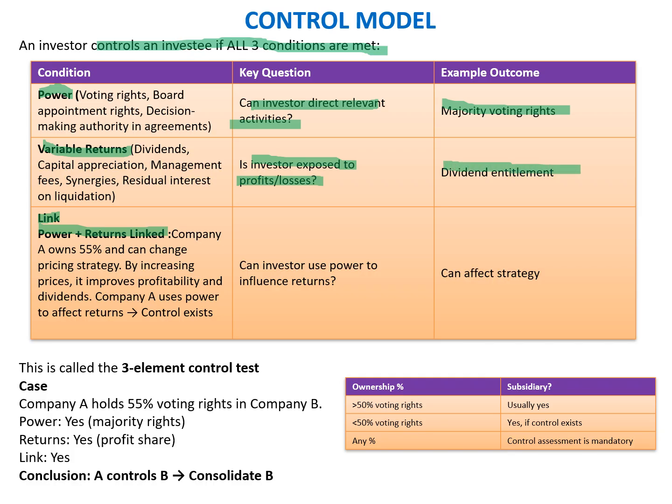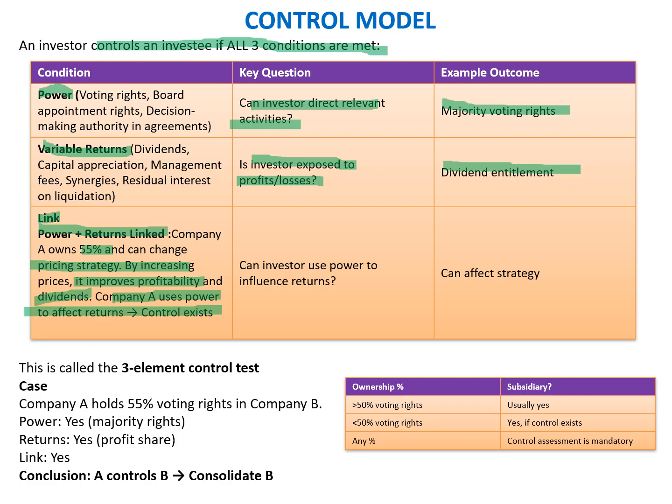Third, which is the most important, is the link between power and variable return. So link is power plus variable return. For example, company A owns 55% and can change pricing strategy by increasing prices. It improves the profitability and the dividend. Company A uses its power to affect the return, so control exists. Power is there, variable return is there, and power plus variable return establishes control to take decisions and influence the investee. So company A, owning 55%, can change the pricing strategy, which is one of the revenue making strategies. Then definitely the investor has control over the investee.